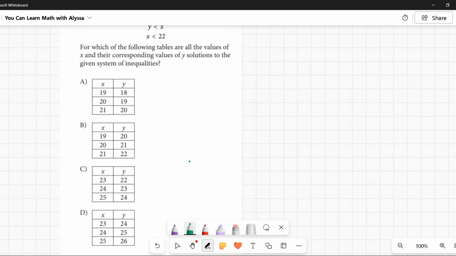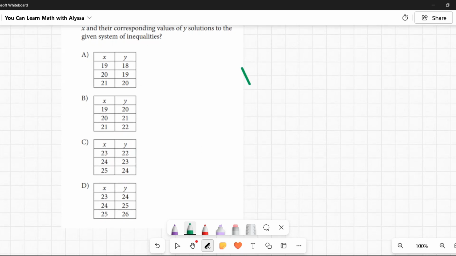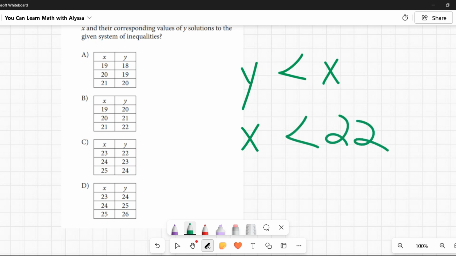And I'm going to zoom in a little bit. I'm going to cut it off, but I'm going to rewrite it. It was y is less than x and x is less than 22. So just start with the first one, y is less than x, and very quickly scan and see which of these are not fulfilling that.